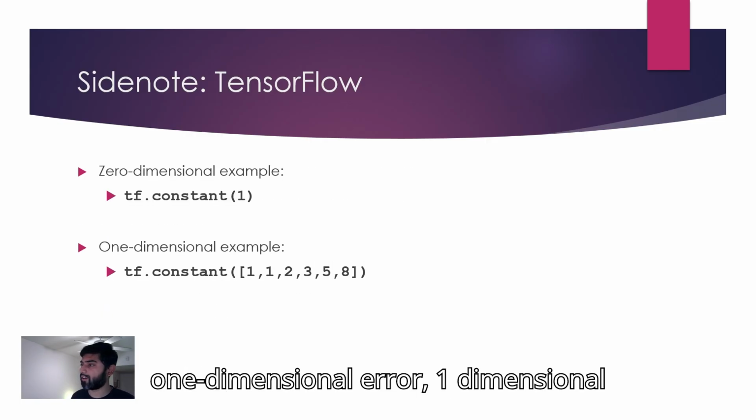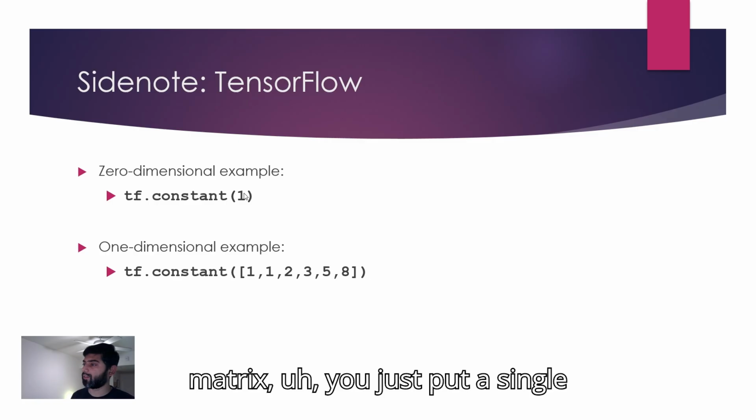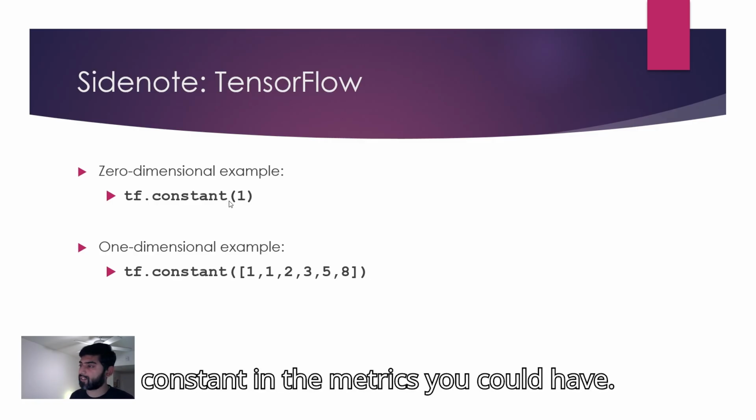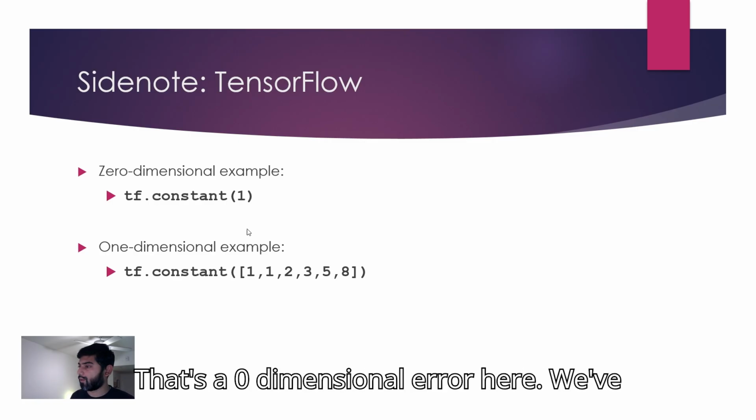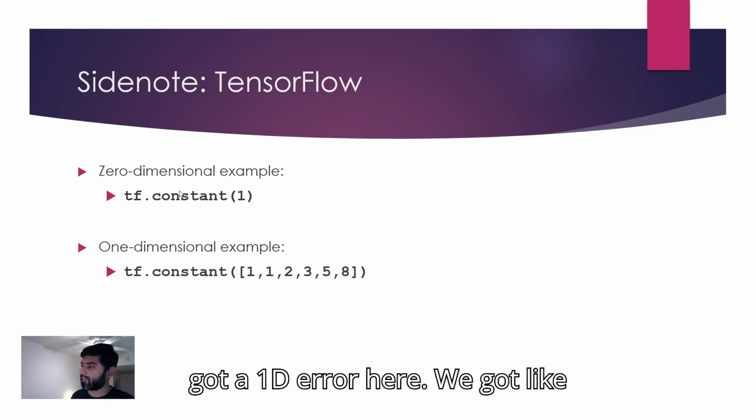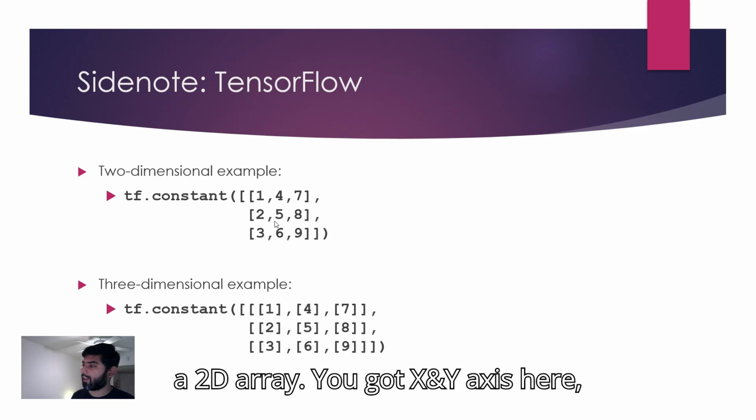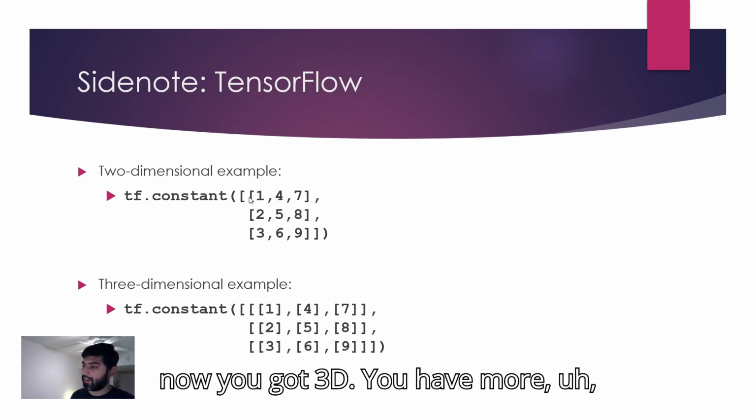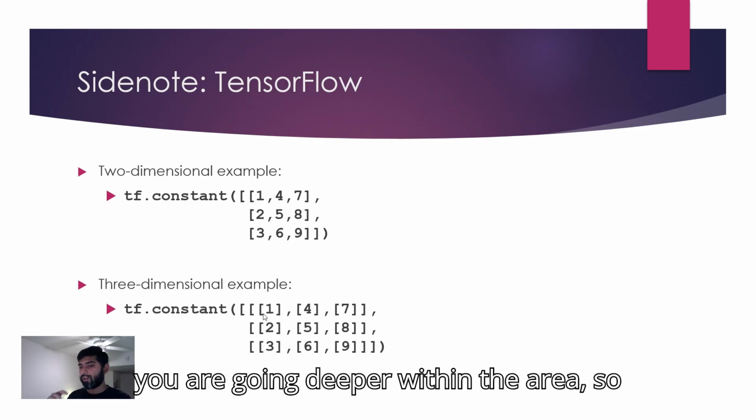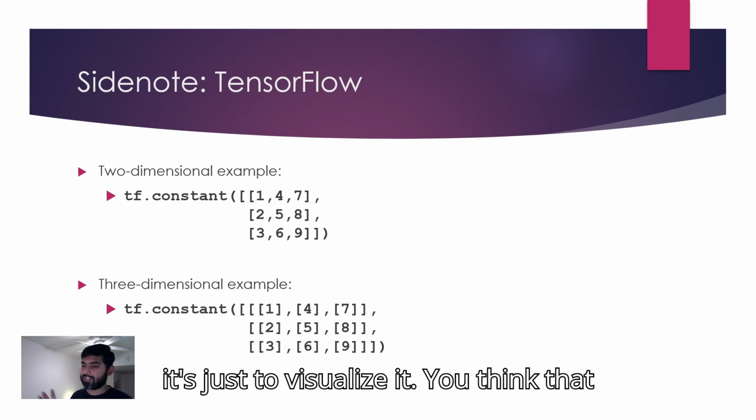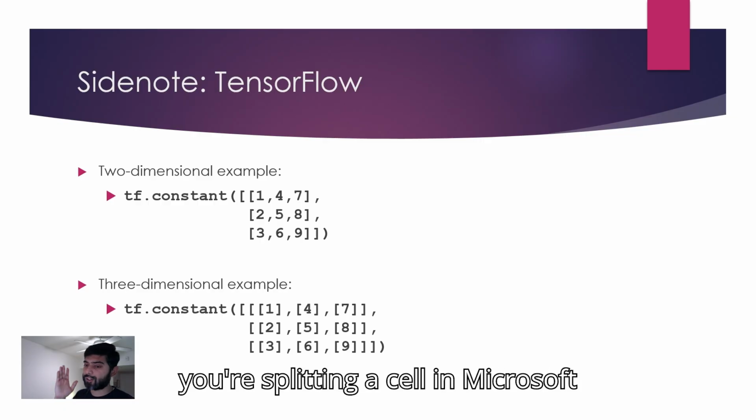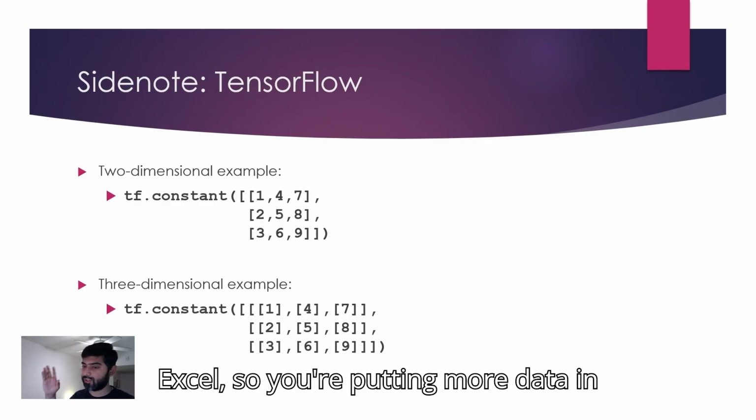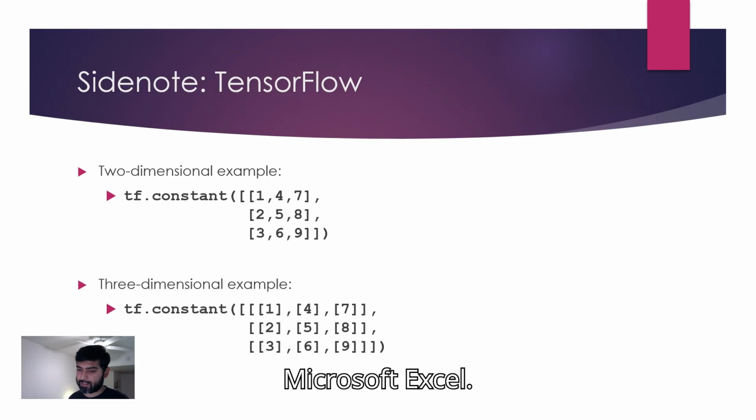For example, if you just put a single constant, that's a zero-dimensional array. Here we have a 1D array. Here we have a 2D array, with x and y axes. Now you have a 3D array. You are going deeper within the array. To visualize it, think of splitting a cell in Microsoft Excel, so you're putting more data in each cell.